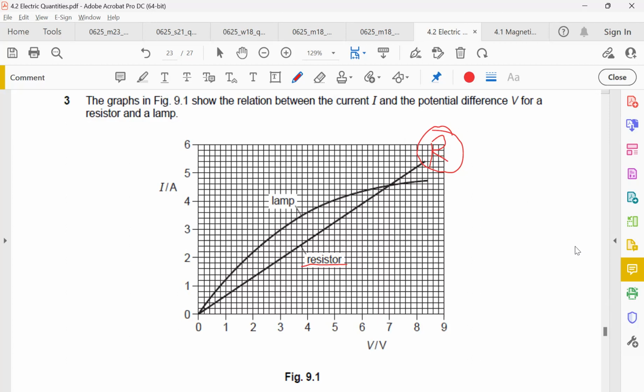Okay, for those who said decreasing, why? The gradient is decreasing. Okay, this is a very common answer. Who else said decrease just now? Okay, why is it increasing? The current does it increase? Okay, that's a very good answer.